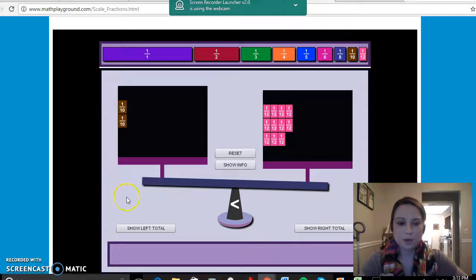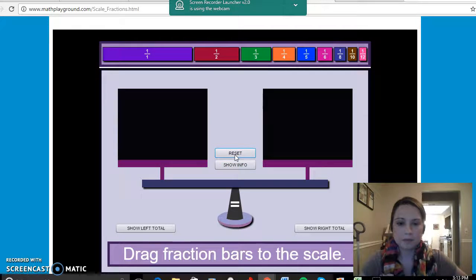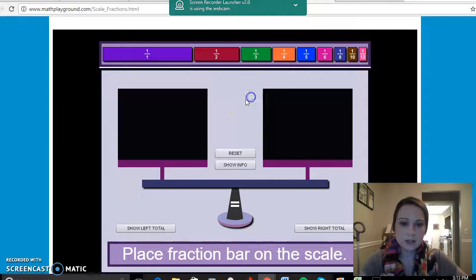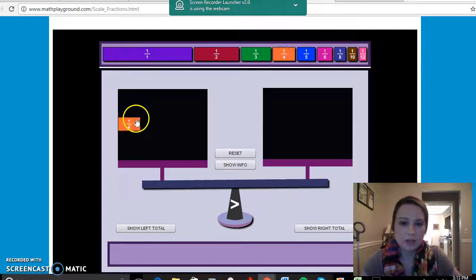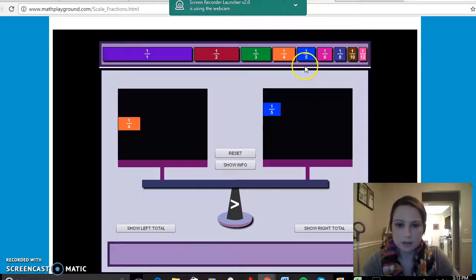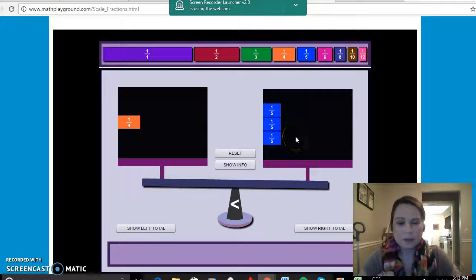I will show you a few more examples. First, we need to reset our scale. Now it's back to 0. The next one we are going to do is 1/4 and 3/5. So I go up here and move down 1/4 into my scale and 3/5. 1, 2, 3. You can see that the scale shifted just a little bit, but 1/4 is less than 3/5.